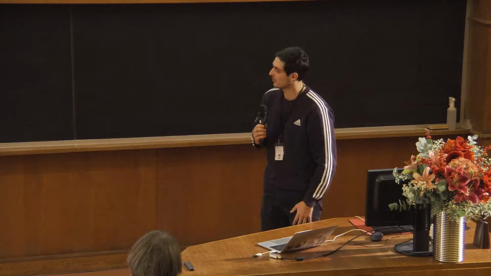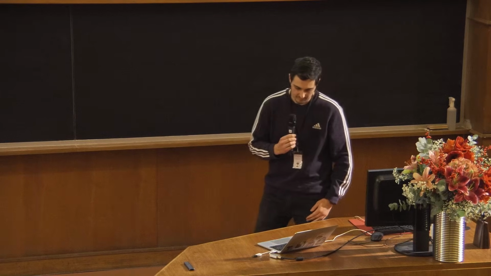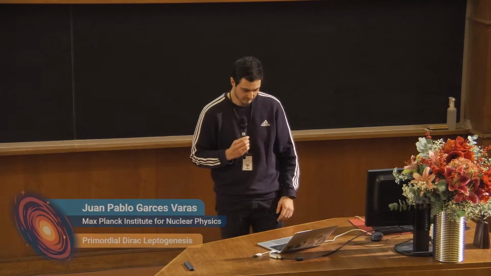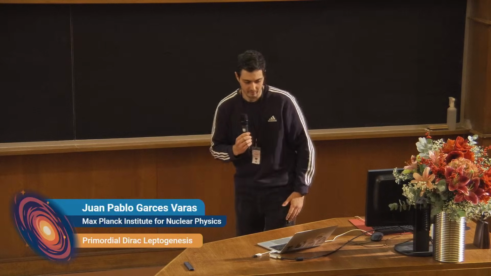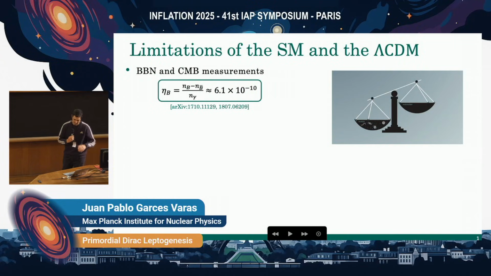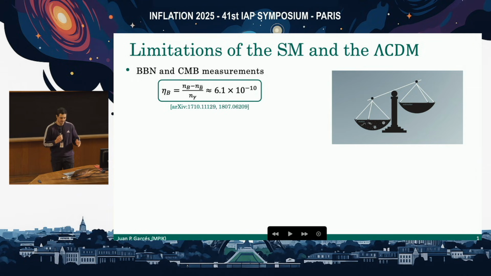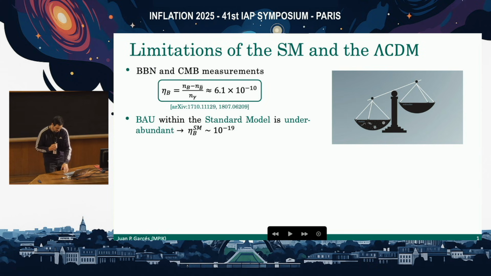So my poster is based on a project that we call Primordial Dirac Leptogenesis, together with Akil Ahmed and my supervisor Manfred Lindner. And the motivation of our project was twofold. On the one hand, we know that the standard model of particle physics has a lot of shortcomings, one of them being the fact that we observe a baryon asymmetry of the universe that is about 10 orders of magnitude larger than what the standard model predicts, and this of course motivates the search for new physics.